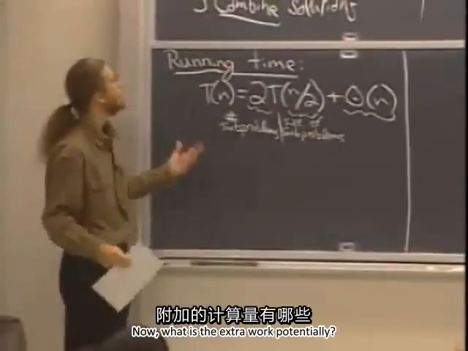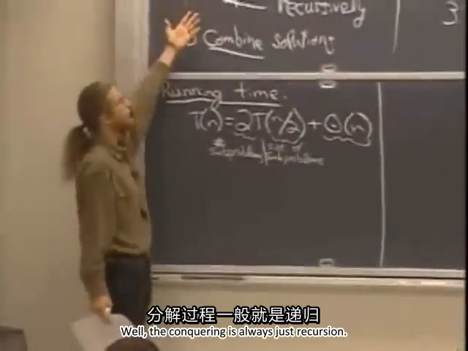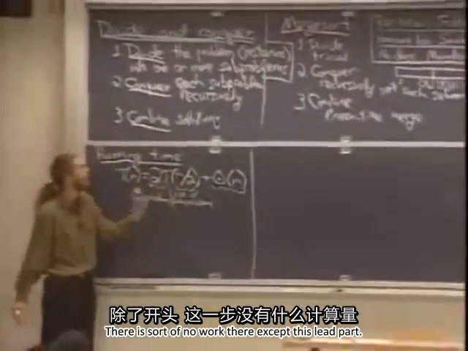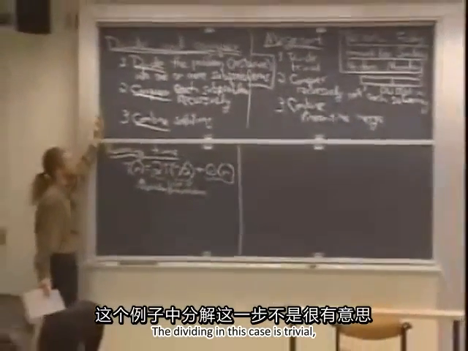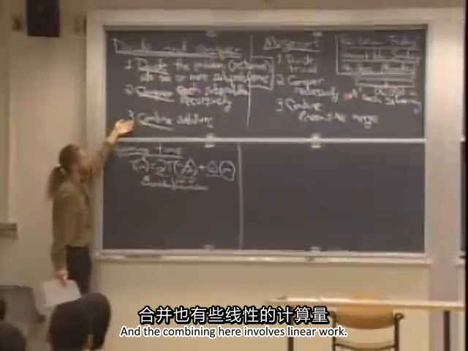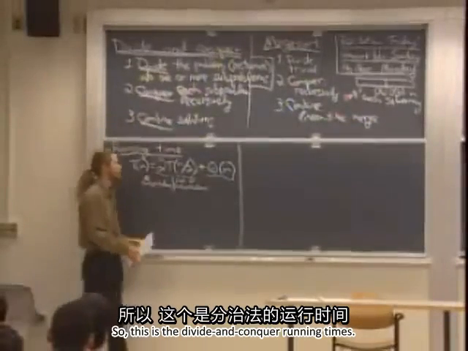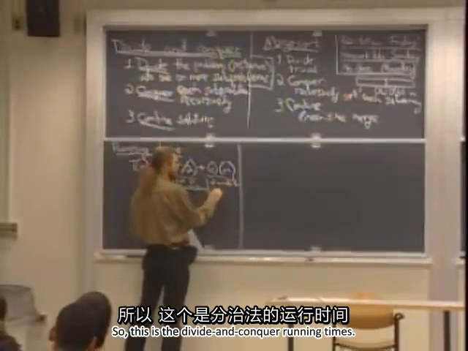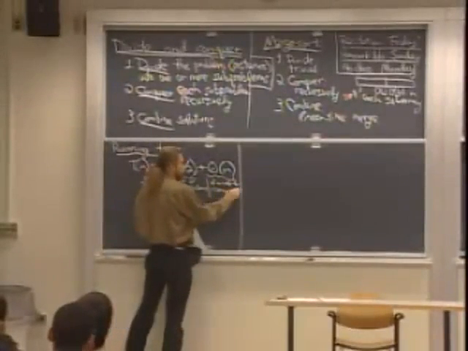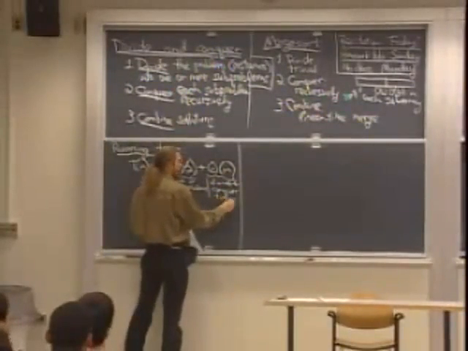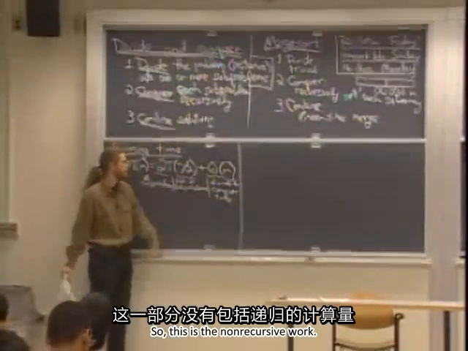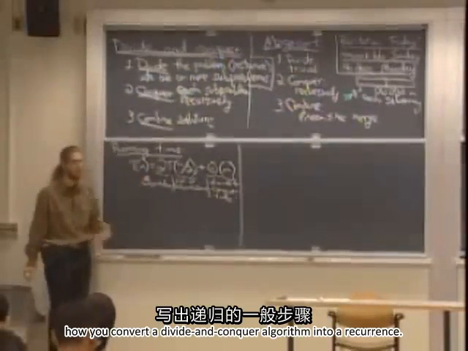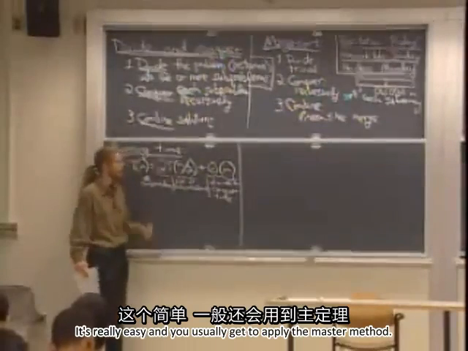Now, what's the extra work, potentially? Well, the conquering is always just recursion, so there's sort of no work there except this leaf part. The dividing, in this case, is trivial, but in general, it might involve some work. And the combining here involves linear work. So this is the divide and conquer running time. So this is the non-recursive work, right? And that's generally how you convert a divide and conquer algorithm into a recurrence. It's really easy, and you usually get to apply the master method.